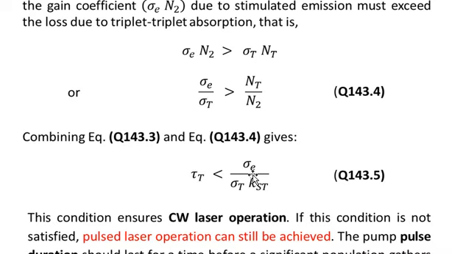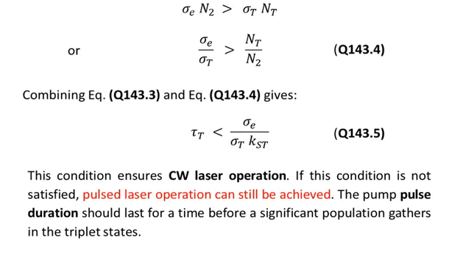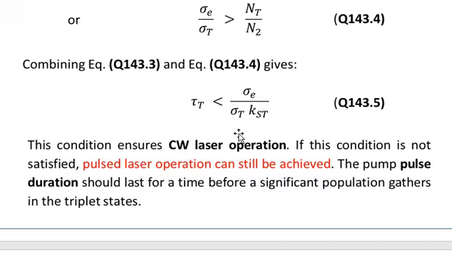If this condition is satisfied, then of course the continuous laser operation can be ensured. That is, equation 5 must be satisfied. And you know that the right hand side of equation 5 is independent of the population in the triplet states as well as in the singlet states. This condition ensures CW laser operation. If this condition is not satisfied, pulsed laser operation can still be achieved. So you see that if this condition breaks down, then of course we can go for the pulsed laser operation.